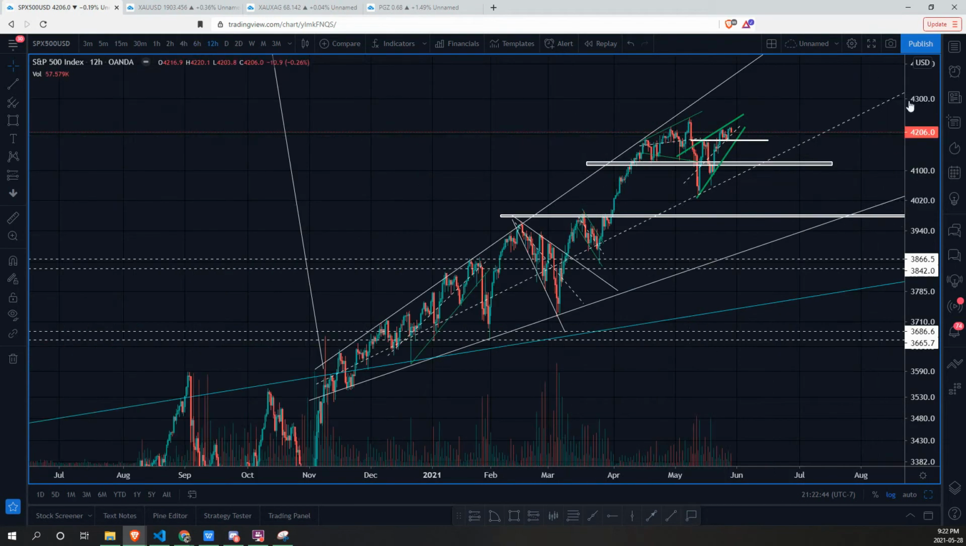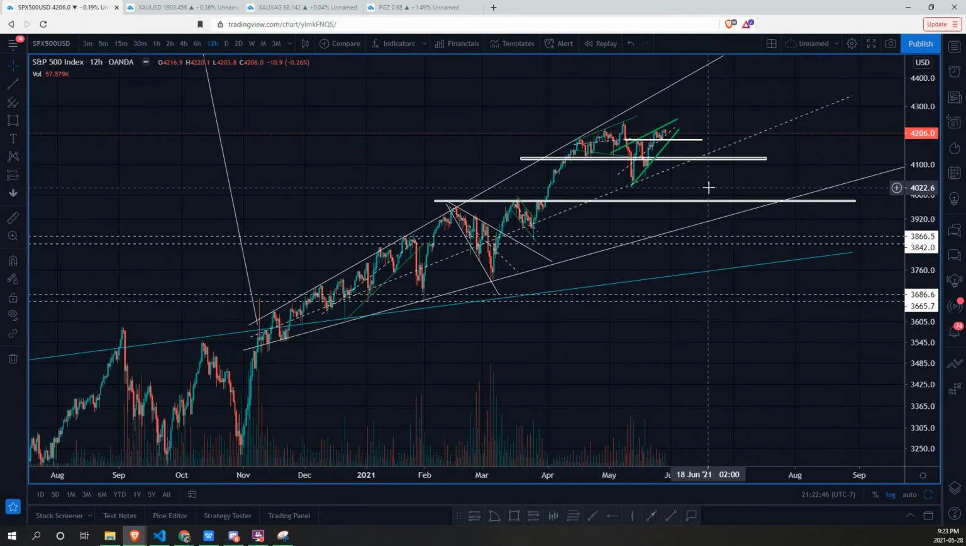If it does get a lot more bearish, we would be looking at the next key level of support at around 3975, where you get an ascending zone of support and a horizontal level of resistance, which should be acting as a zone of confluence for the buyers. So those are my next key levels.